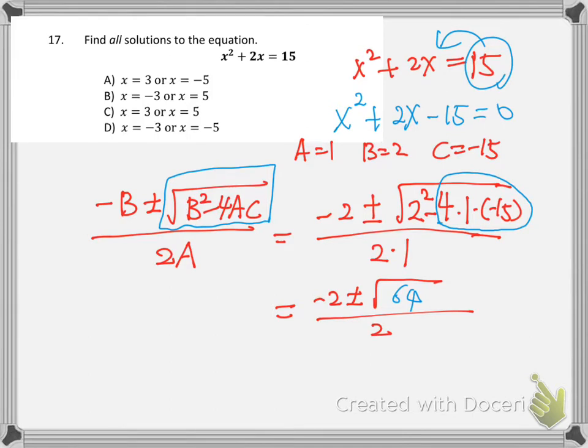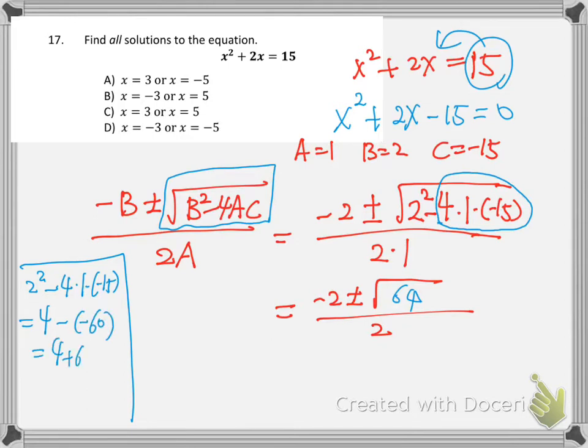Okay, so let's keep this calculation here. 2 squared minus 4 times 1 times negative 15. So this is 4 minus negative 60, so this is 4 plus 60, which is 64. Okay, so now we have negative 2 plus minus 8. Radical 64 is 8, divided by 2.